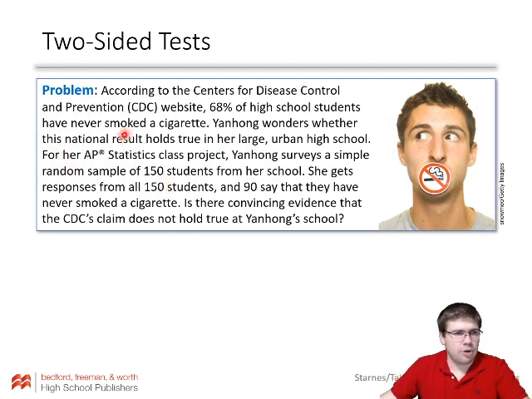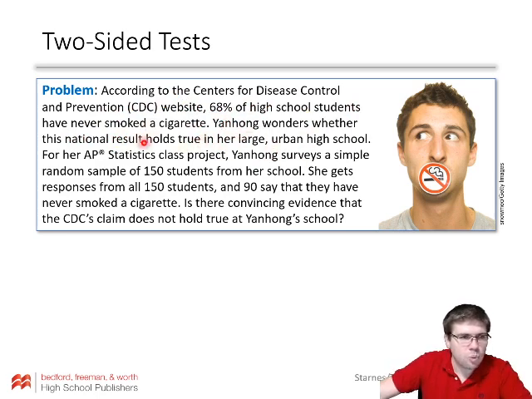So, one more example with this, full-on state plan to conclude. According to the Centers for Disease Control and Prevention, CDC website, 68% of high school students have never smoked a cigarette. Yan Hong wonders whether this national result holds true for her large urban high school. For her AP Statistics class project, Yan Hong surveys a simple random sample of 150 students from her school. She gets responses from all 150 students. Wow. Great, no non-response there. And 90 say that they have never smoked a cigarette. Let's hope that there's no response bias there.